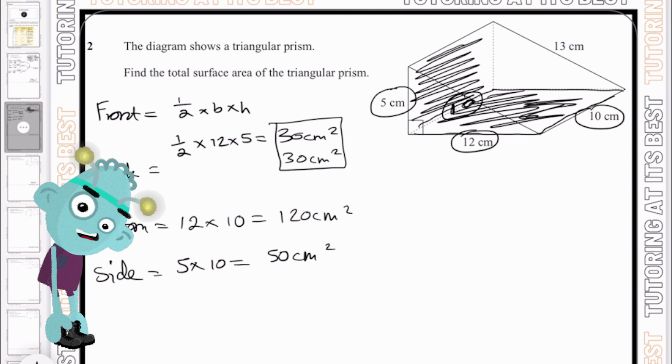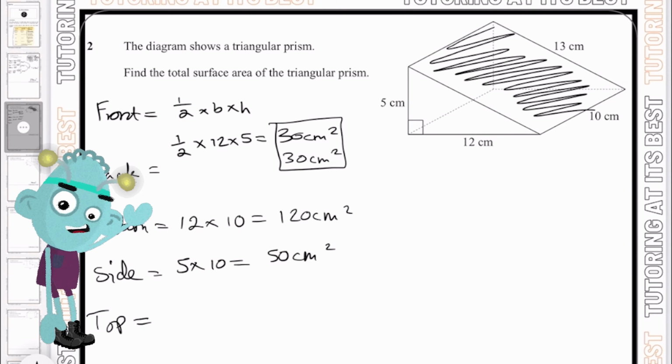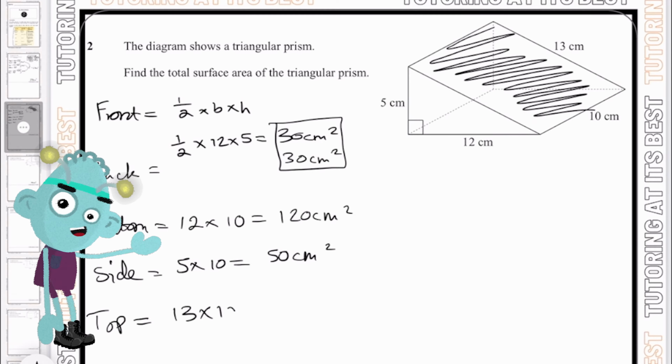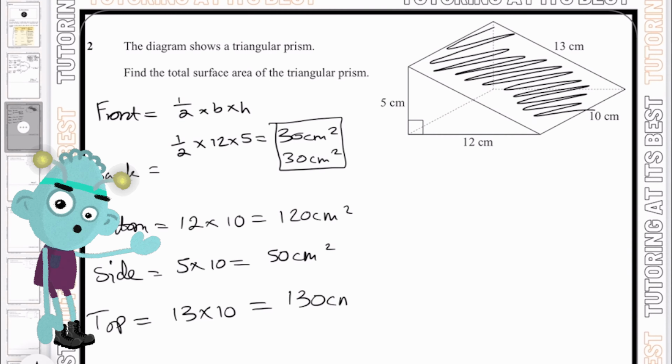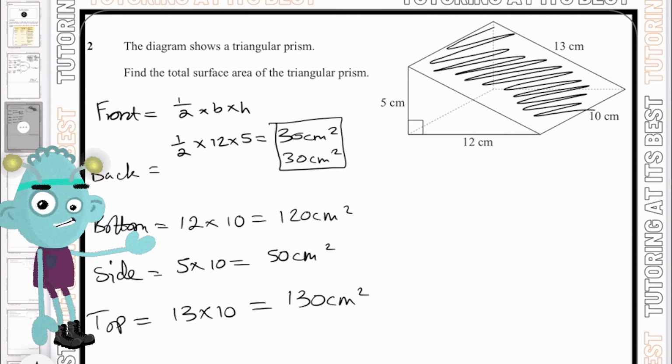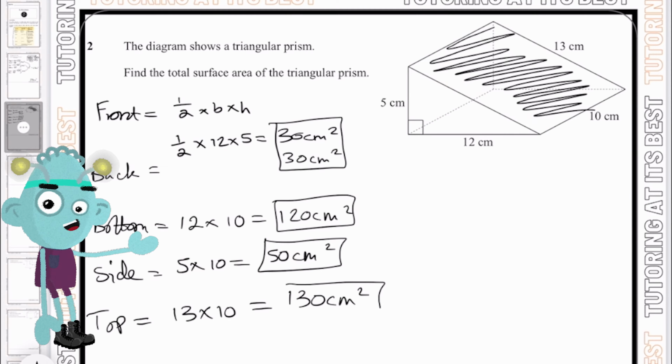Well, we've done our front, we've done our back, we've done our bottom and side, but we haven't done the top. And the top here is going to be this section. So if we take a look within our top, we would then have 13 multiplied by 10, which is 130 centimeters squared. So now we have all of our surface areas.